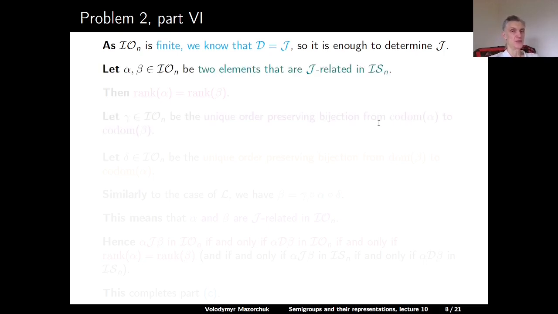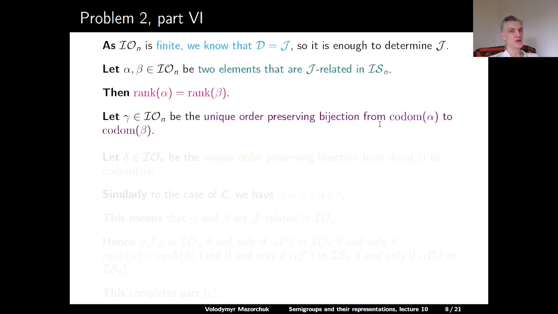Let alpha and beta be two elements in ION, which are J-related in ISN. Then these two elements have the same rank. Let gamma be the unique order-preserving bijection from the codomain of alpha to the codomain of beta. That's an element in ION. Let delta be the unique order-preserving bijection from the domain of beta to the domain of alpha. Again, delta is an element of ION.